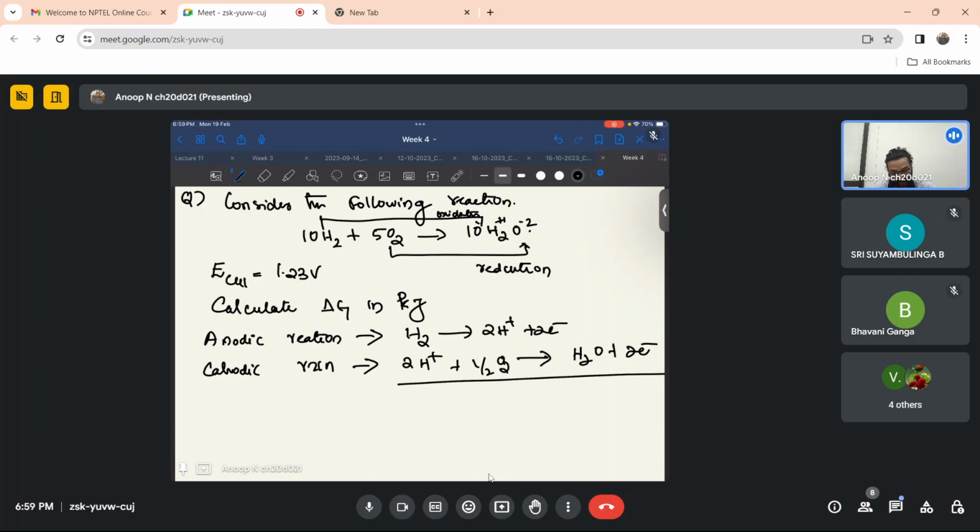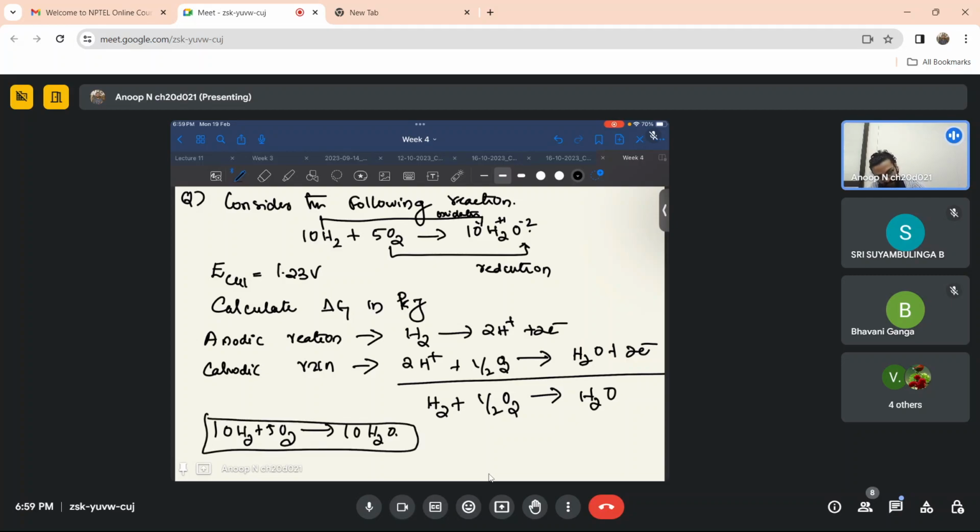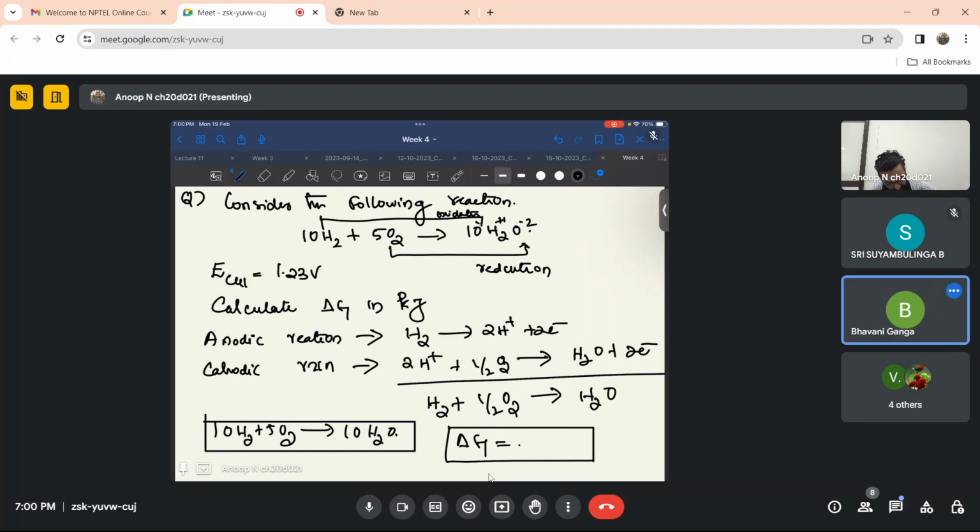So the overall reaction you can write: H2 plus half O2 gives H2O. Is it fine? So here what is the reaction given? Here it is 10H2 plus 5O2 gives 10H2O. So think about it a little and try to find what is delta G. We have the equation for delta G, right? Delta G is equal to minus NFE. So please solve it.